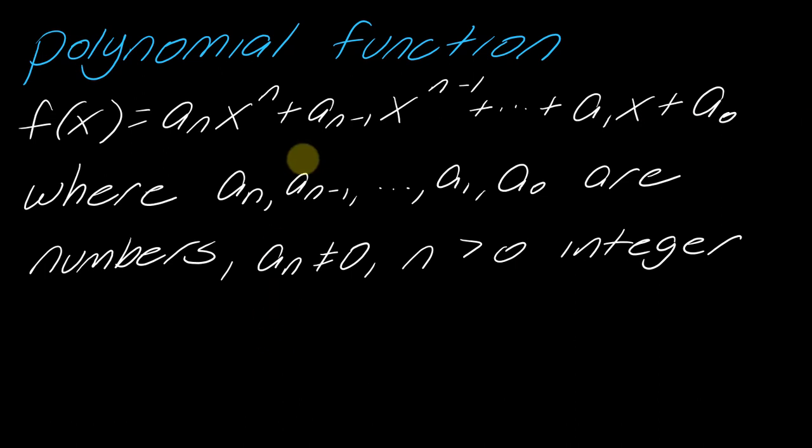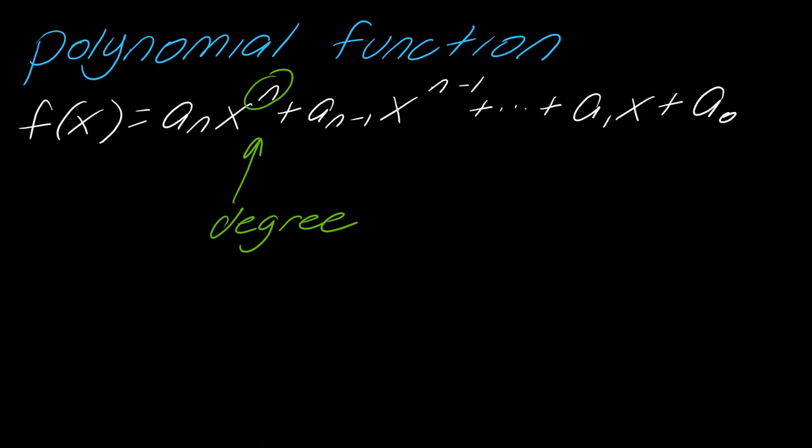So what does the rest of this notation mean? Just as a quick reminder, these a's, a sub n minus 1, a sub 1, a sub 0, all stand for numbers. Complex numbers, real numbers, whatever type of number you want. And then these n's are going to be integers, but they have to be greater than or equal to 0. So I'll show you a couple of polynomials in a moment just to refresh your memory.